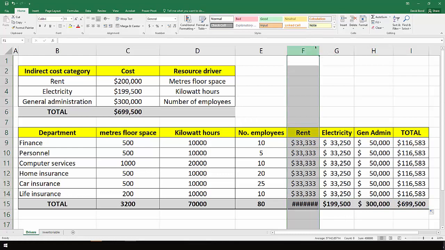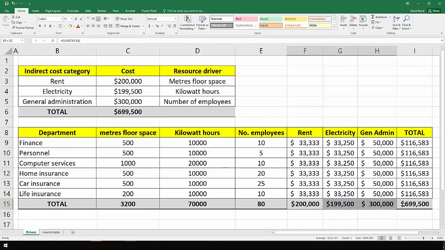And what you can see is the following. We have 200,000, 200, 199,500, 199,500, 300, 300. We have allocated all of this indirect cost to these 6 objects, all equally. So each department gets $33,333 in rent. Each department gets $33,250 in electricity, and each one gets $50,000 in general administration.